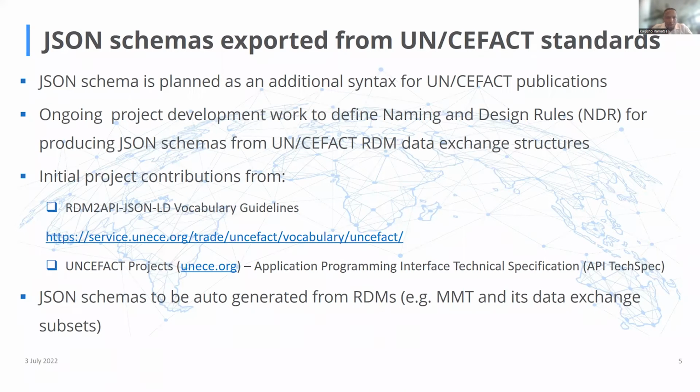Currently, the known syntax output from the UNECE standards is the XML schema. As a result of this project, the JSON schema is now a planned additional syntax for the UNECE publications. This is an ongoing project development work to define the naming and design rules for producing JSON schemas from UNECE reference data model or data exchange structures.